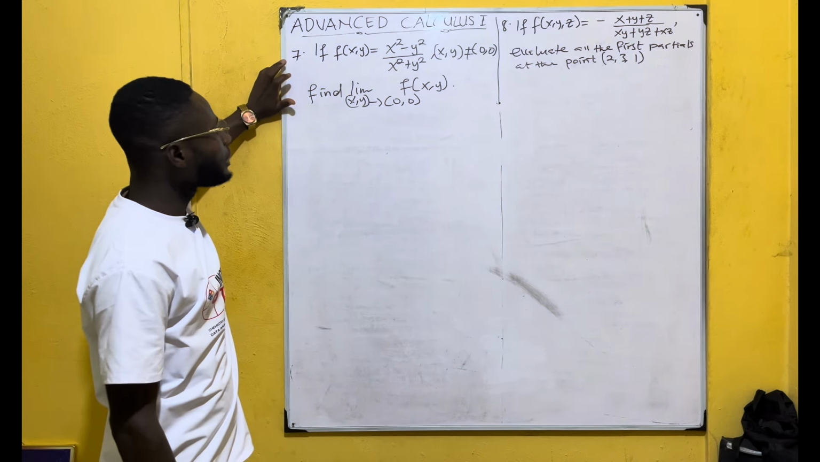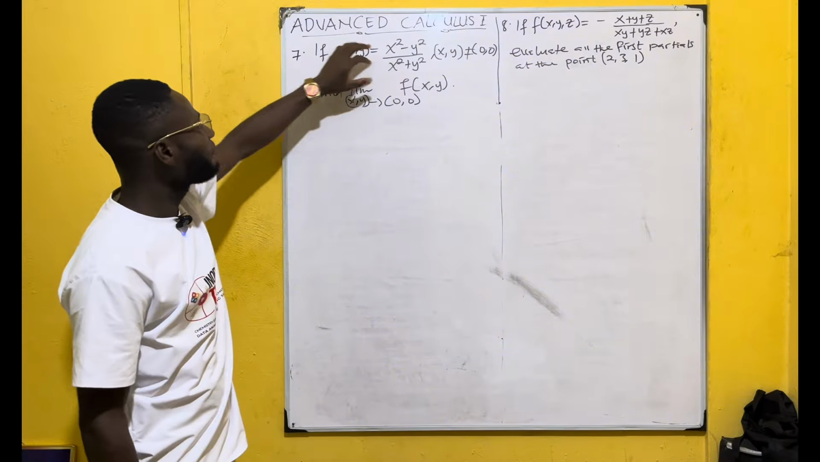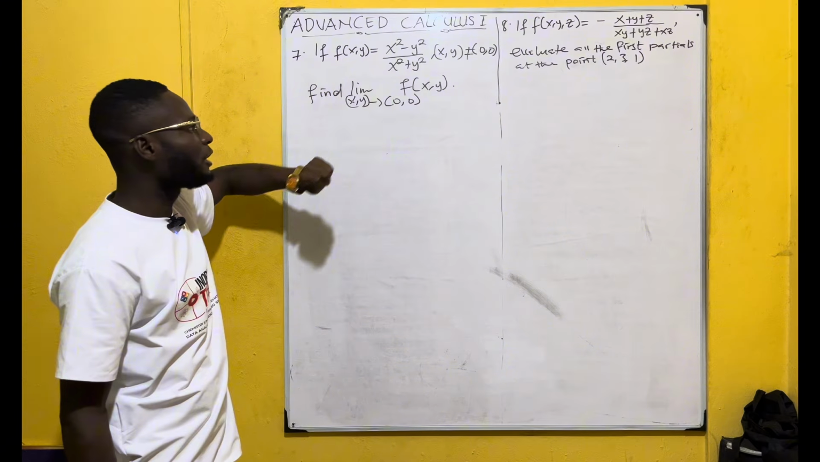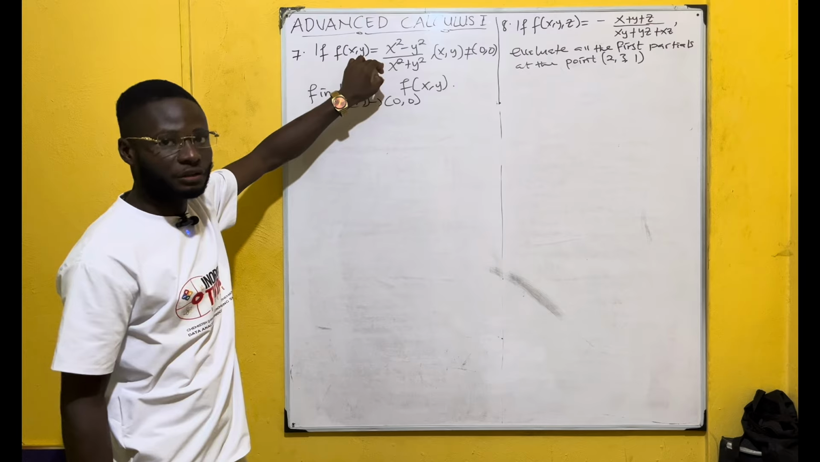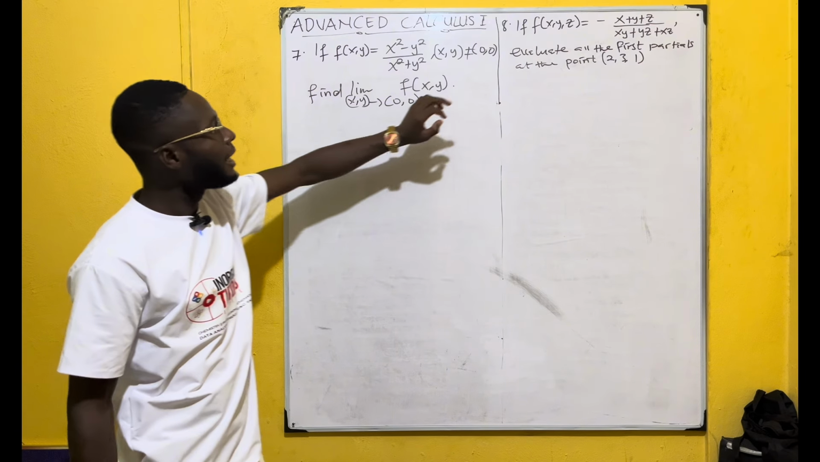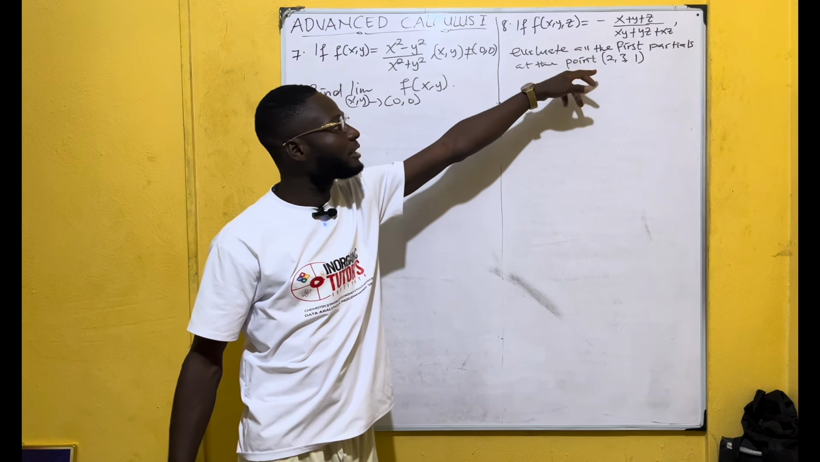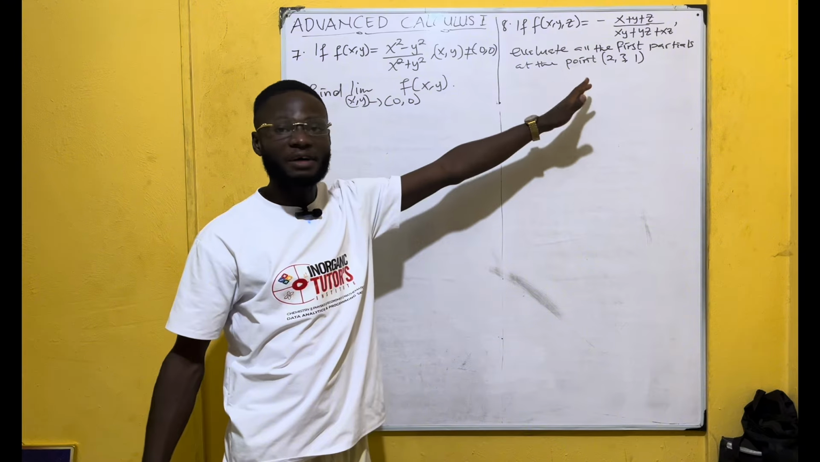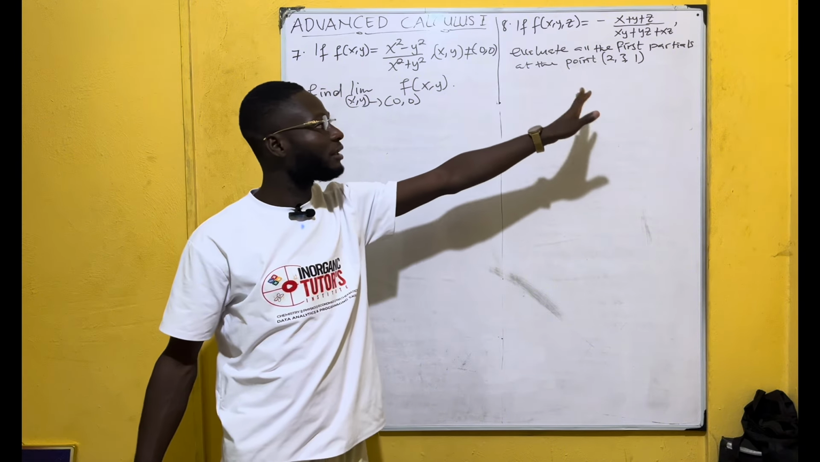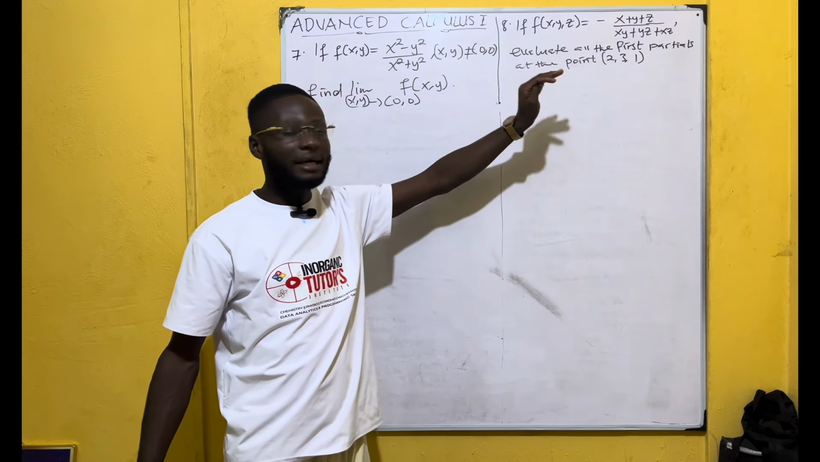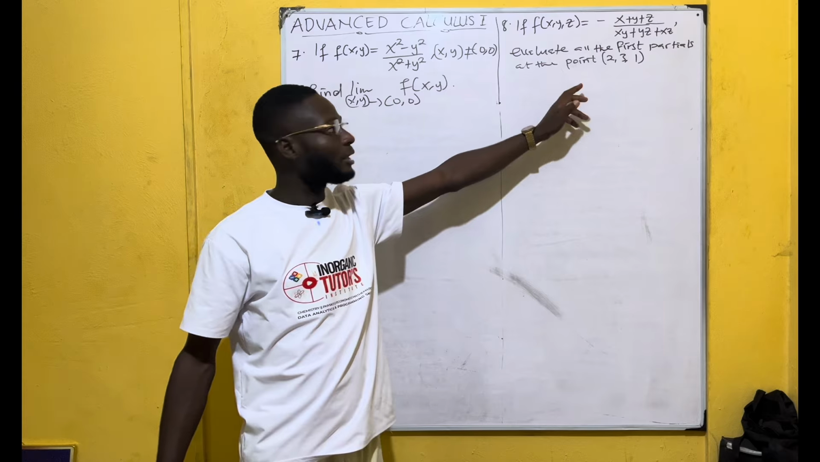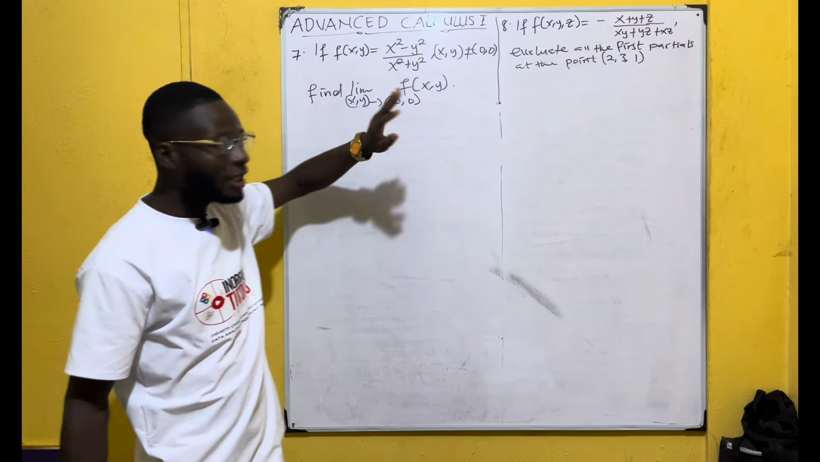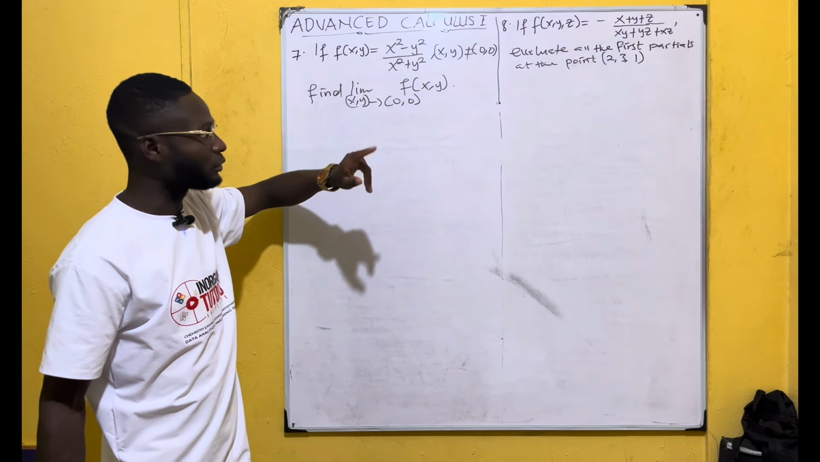Okay, so with problem number 7, we have been given this function, and we want to find the limit of the function. All right, now with question number 8, we have been given some function and want to evaluate all the first partials and find the exact value at a given point. So let's deal with question number 7 and come back to that.